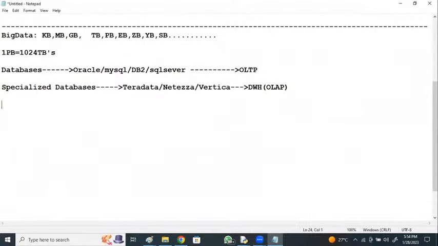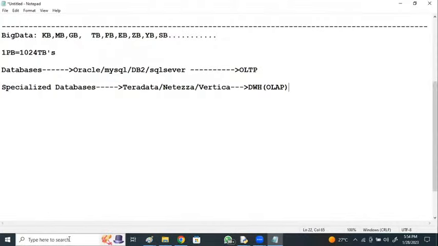Now, these databases and specialized databases can handle data up to some extent: databases in GBs of data, specialized databases in TBs of data. But these databases cannot handle petabytes of data. As a solution to all these storage and processing level problems, we have a framework like Hadoop for storage and processing. Later, I'll come back to what Hadoop and Spark are.